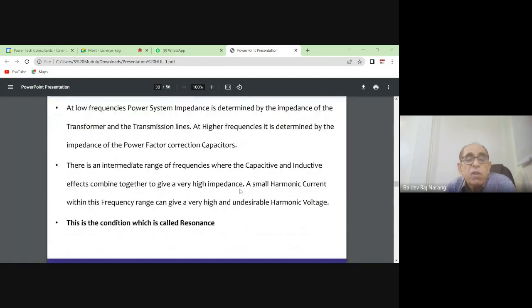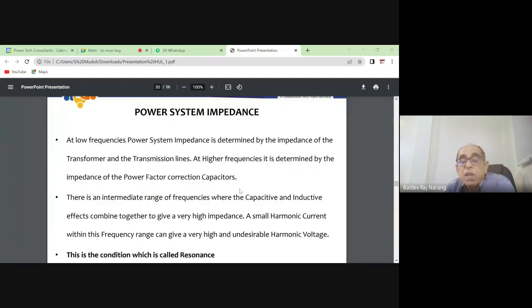So that impedance I have already explained. It is initially increasing with the frequency, and after attaining the resonance point, it again comes down due to the capacitors. Let's go to the next one.